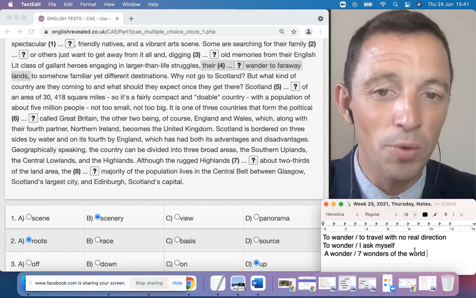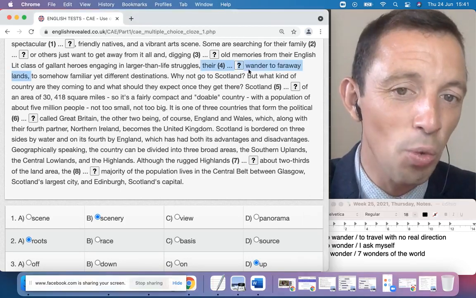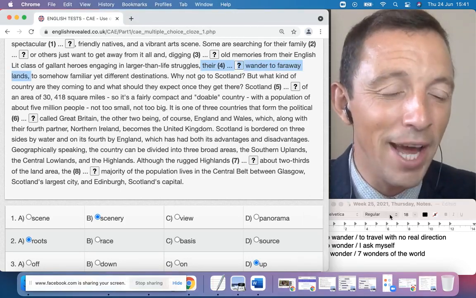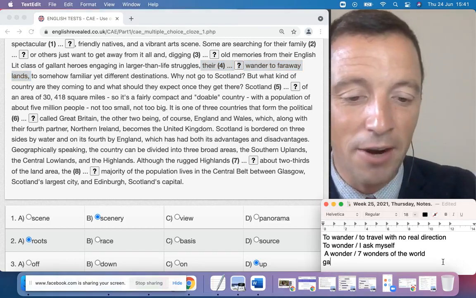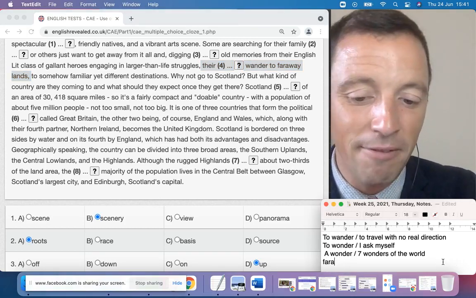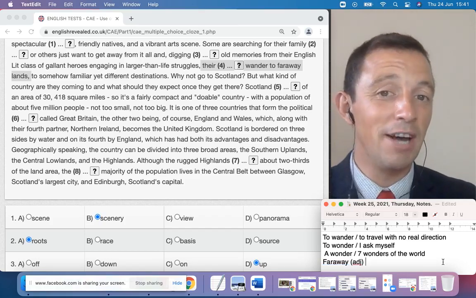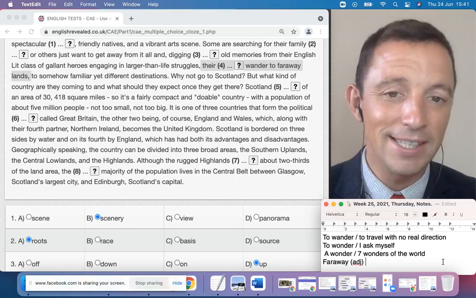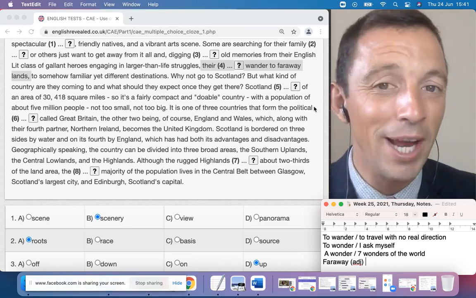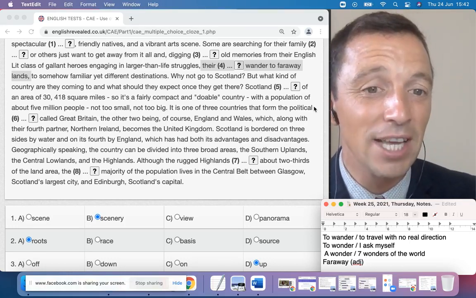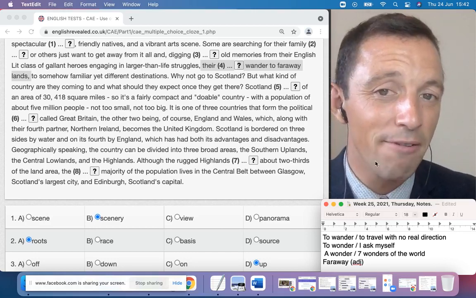Okay, so in this situation, it's to travel, to wander to faraway lands. So the adjective is far away. For example, I live far away from the city. It's an adjective and it's very good, and it means you live a long distance from the city. So in this situation, it's far away lands. The significance is countries that are very far from your home.